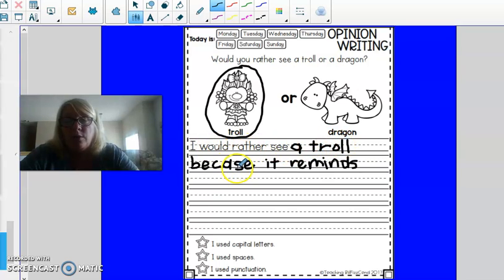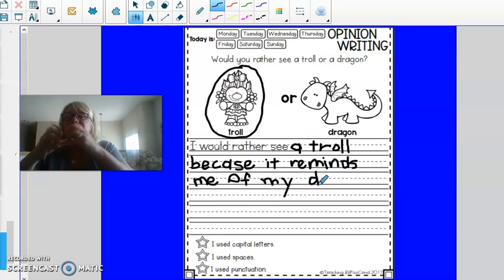Now, I would rather see a troll because it reminds me. I know how to spell the little word me. M-E, but you can sound it out. Of, I know that high frequency word, so I can spell it. My printing is usually much neater than it, but it's hard to do it on the smart board. All right, my dad. And I know how to spell dad, but if you don't, sound it out. Stretch those sounds. I bet you can spell it. D-A, and then another D at the end. Now, what do I need to remember to put at the end? Punctuation mark. I'm going to put an exclamation point because I have strong feeling about this. It really reminds me of my dad.